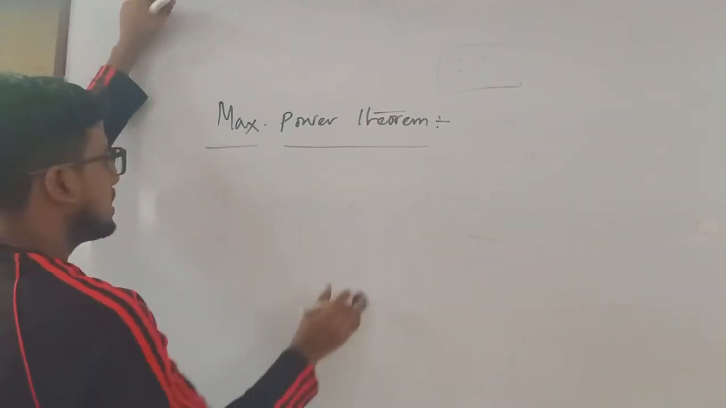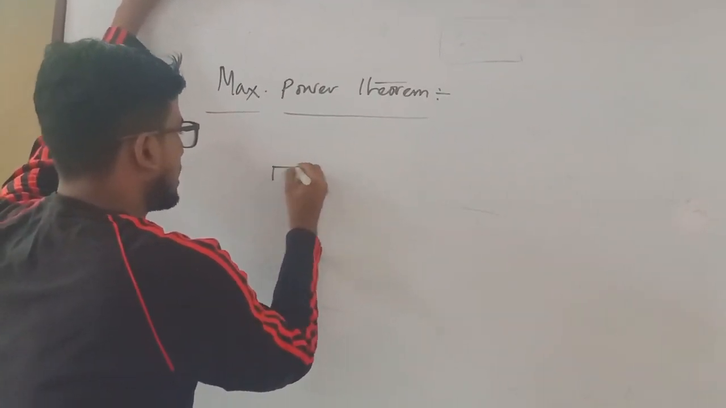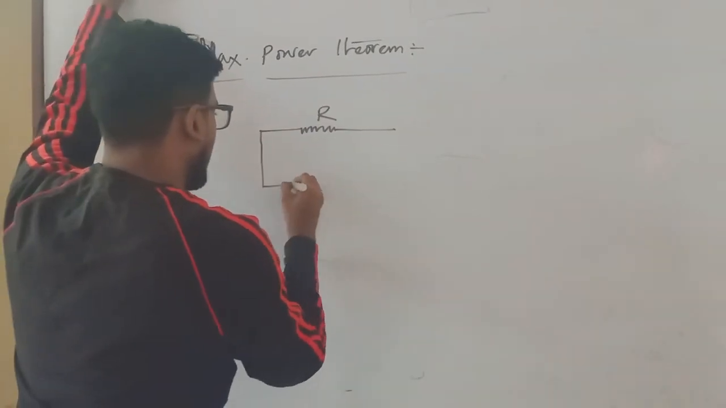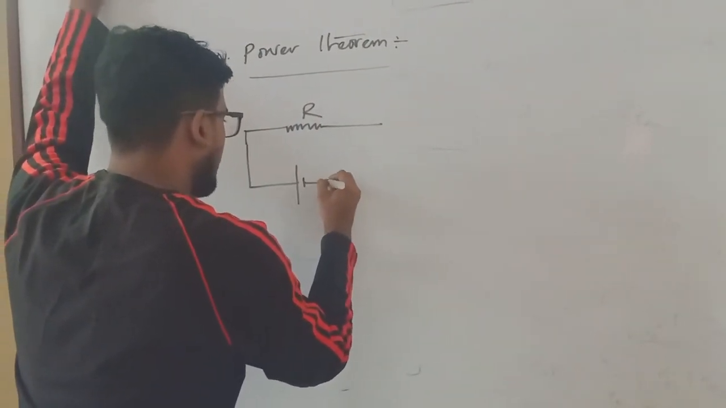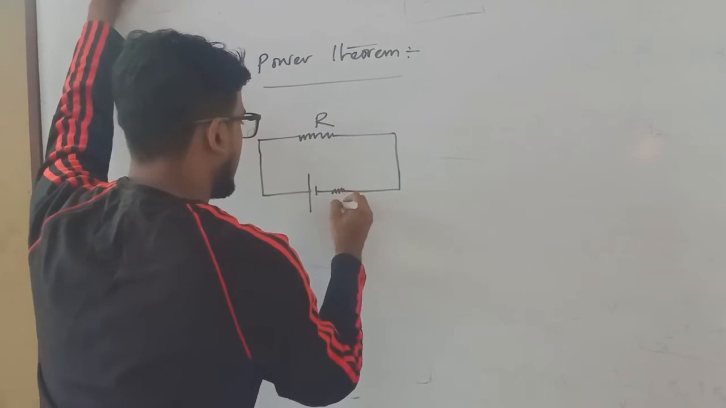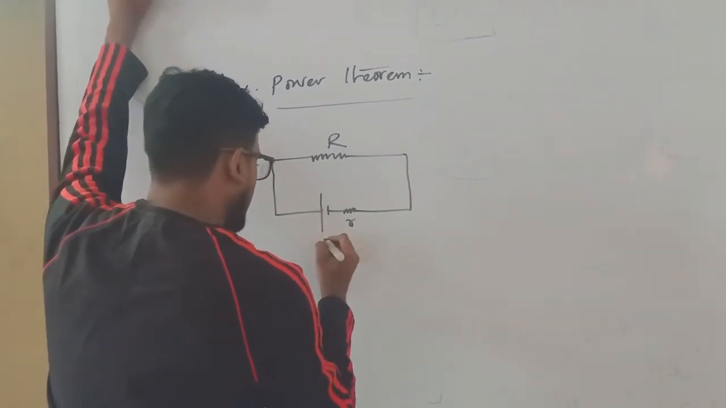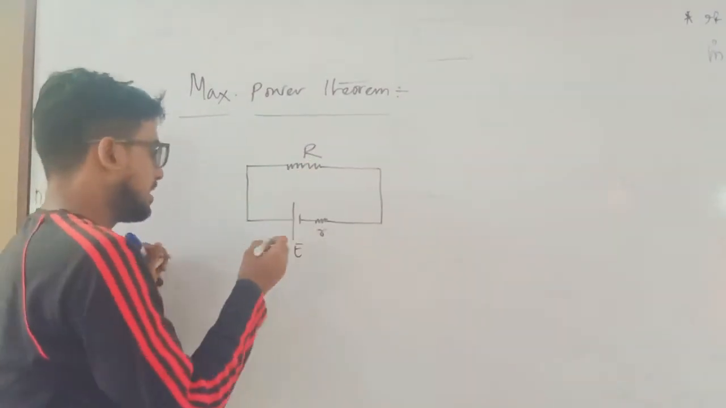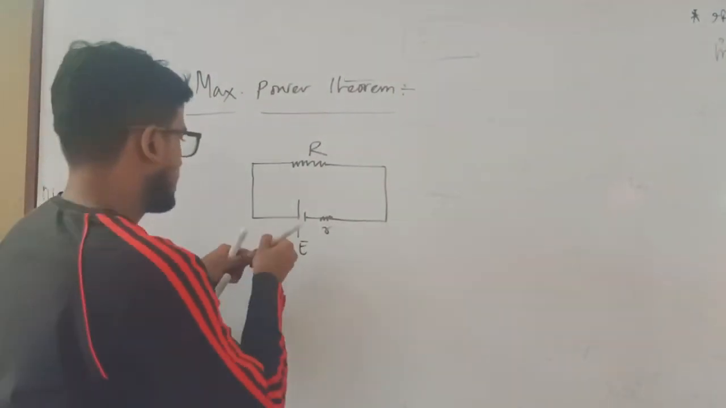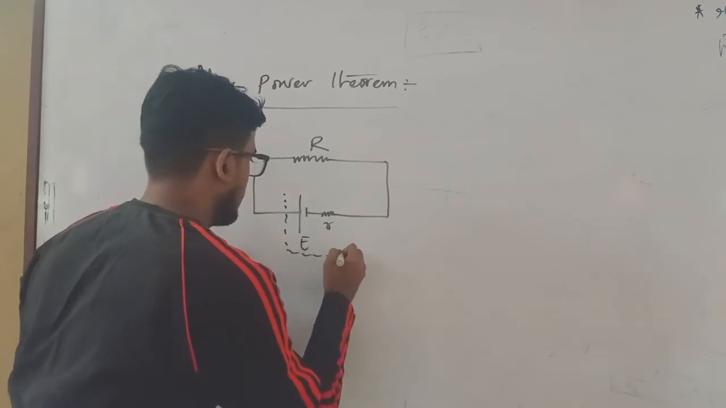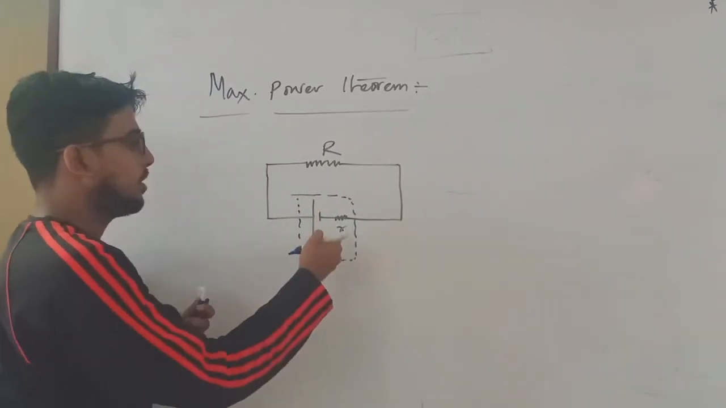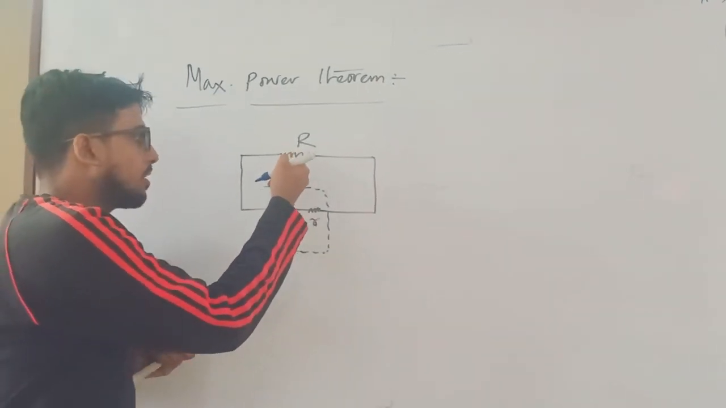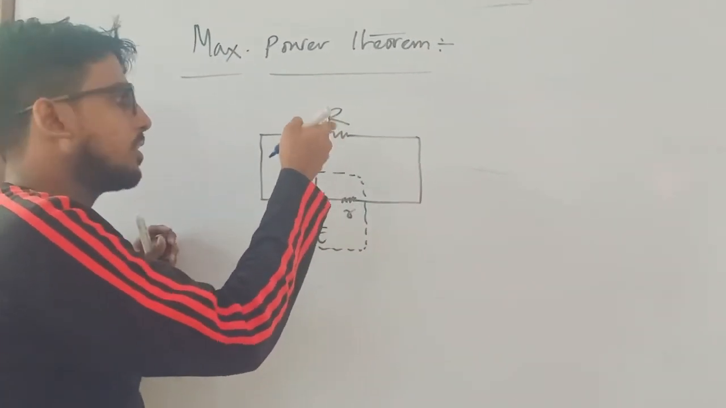So for this, let's consider a resistor having resistance R is connected across a cell which has internal resistance small r and EMF E. Okay, so in this circuit there is a cell which has internal resistance small r and EMF E, which is connected across the external load resistor of resistance R.